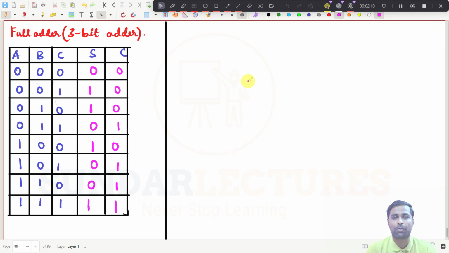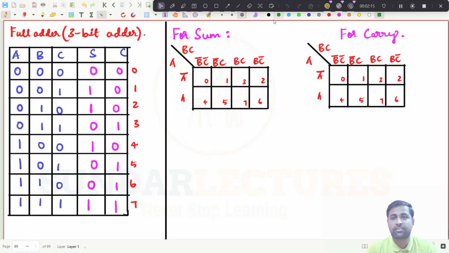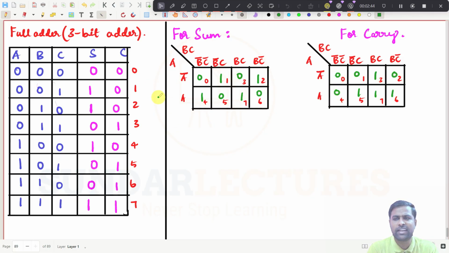So what you need to do now is draw the Karnaugh map separately for sum and separately for carry, right? I have just drawn the diagram. Go for sum now. For 1 and 2 it is 1, and for 4 and 7 it is 1, all others will be 0. And for carry, 3 is 1, and 5, 6, 7 are 1, all others are 0. What you see here is that no pair and no quad is possible. Nothing will be possible here.